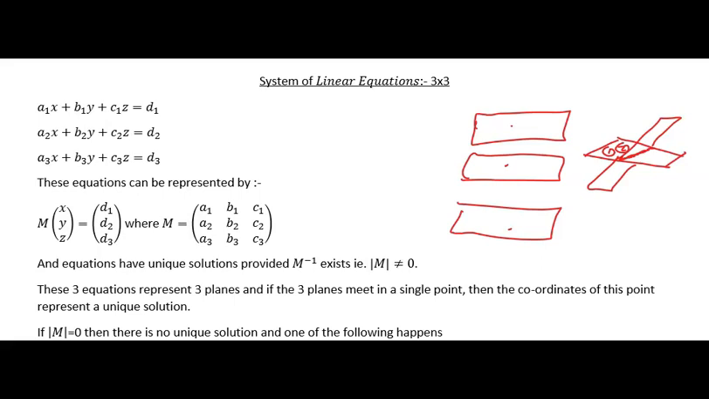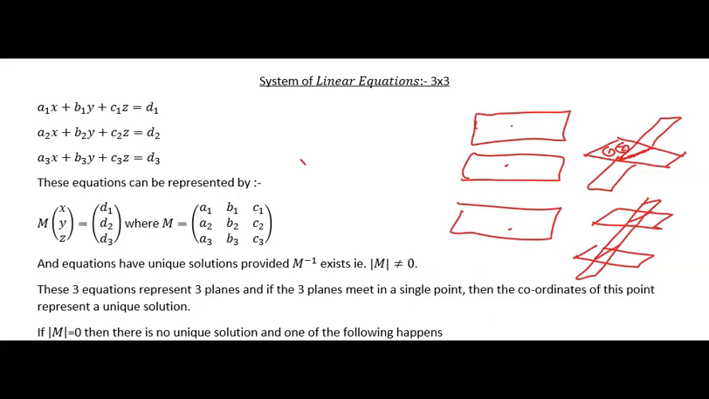Okay, another example I can think of, you may have a plane here, and you have another parallel plane, and then you have your slicing plane going through them. So there are no points which are on all three planes, so there's no solution here.